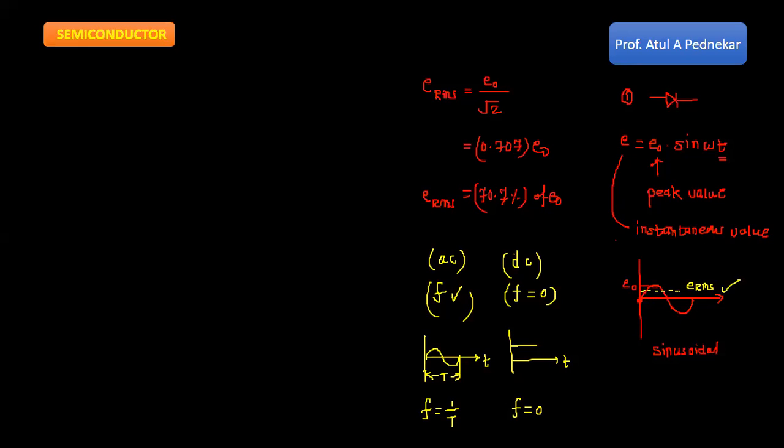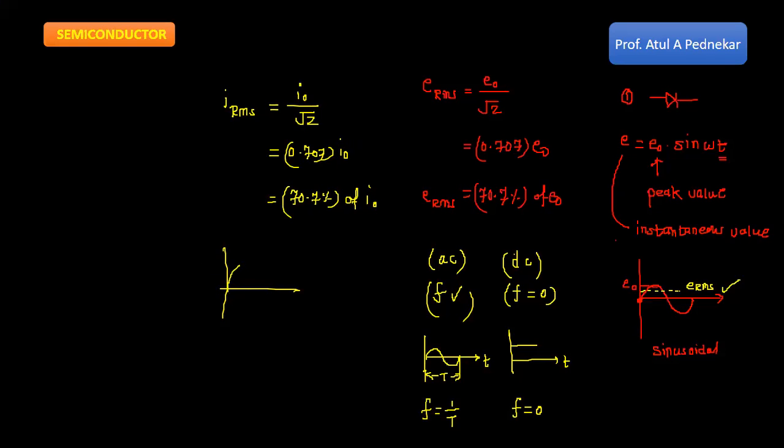Are you clear? Okay, the way we operated for EMF, the same way we can operate for current also. What will be the formula for IRMS? It will be I naught divided by root 2. That means again 0.707 times I naught, which you can also write as 70.7% of its maximum value. You are getting it. So once again, if you draw the AC waveform, you can see that this is the highest value of current, I naught.